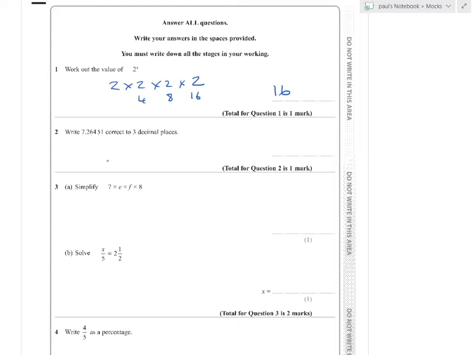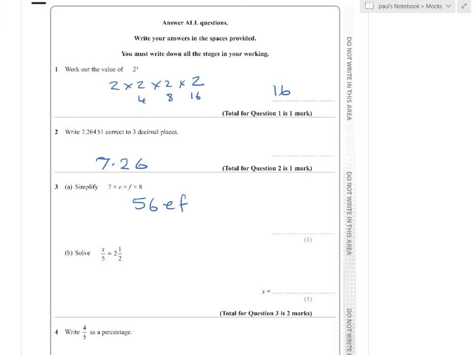Write 7.62451 correct to 3 decimal places. 7.625. 7 times 8 was, 8 sevens are 56, so it's 56. Are they? Yeah, 7 sevens are 49, 8 sevens are 56.